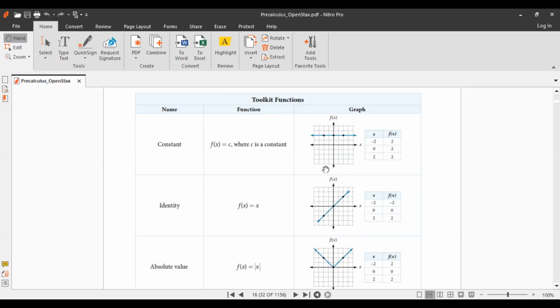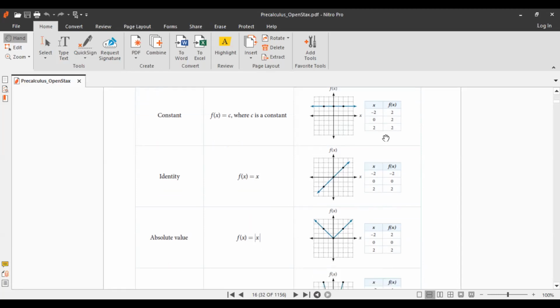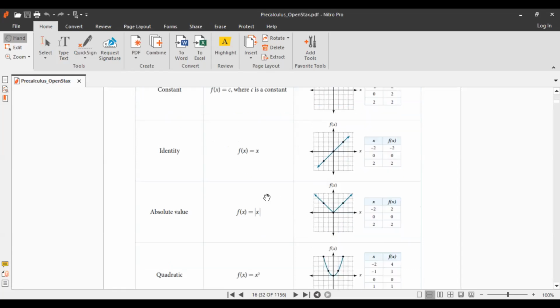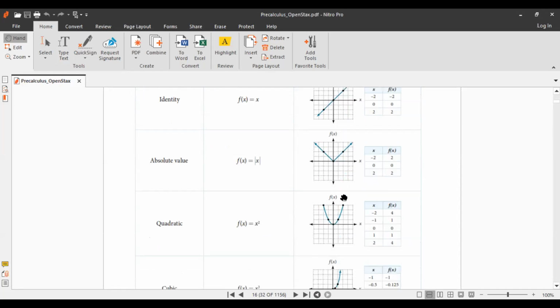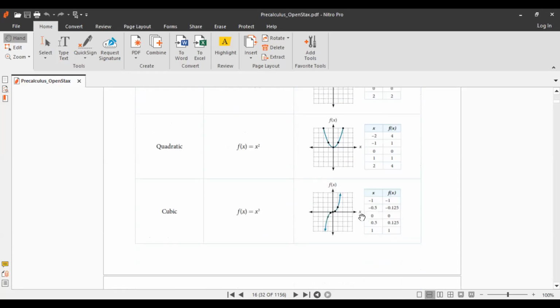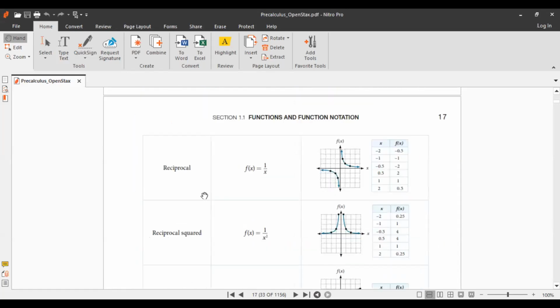So we have the constant function, which is just a straight line. Here we have the identity function, which is just the line y equals x. And then we have the absolute value function, which gives you this V-shaped graph. We have the quadratic, which you know is a parabola. We have the cubic function, so it comes down and over, and that's x cubed. We have the reciprocal, 1 over x, which was that last one we looked at, that was one-to-one. The reciprocal squared, which we found out was a function, but not one-to-one.